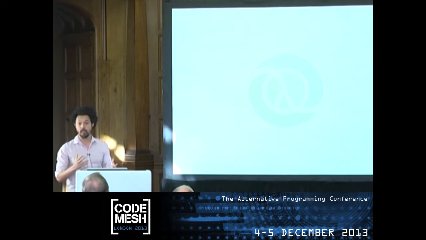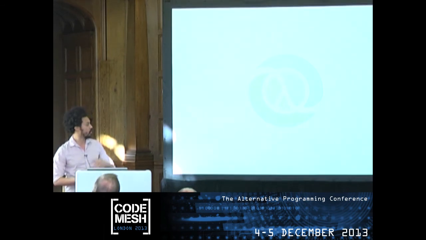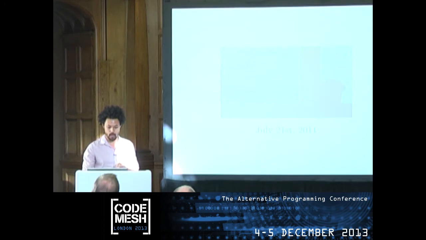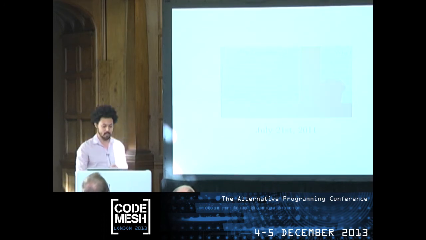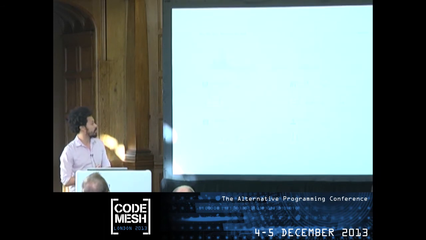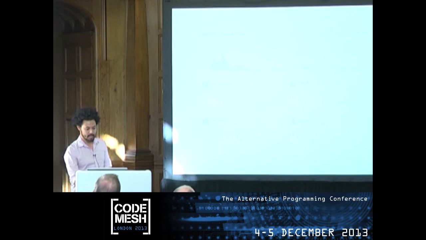So I don't think I need to introduce Clojure too much to this audience. It's a dynamically typed Lisp. It did target the JVM, and now it targets JavaScript as well. It was introduced July 21st, 2011. Rich Hickey came out with it then. Since then, its development has really taken off. We have 51 contributors now. There are some contributors in the audience, which is really cool.